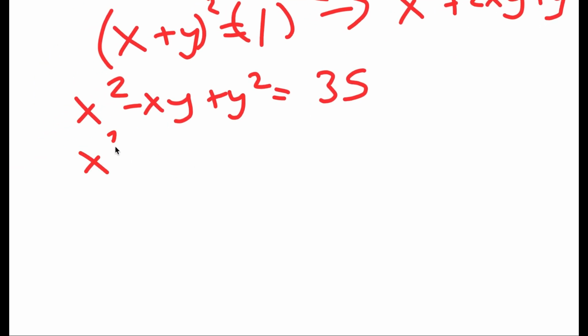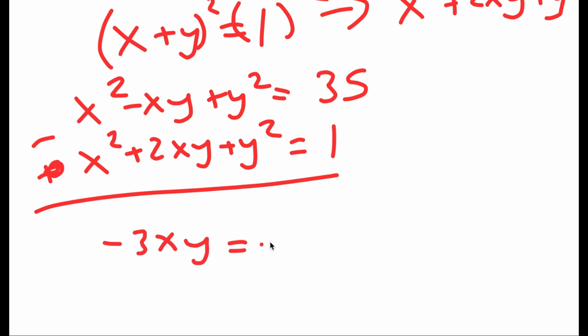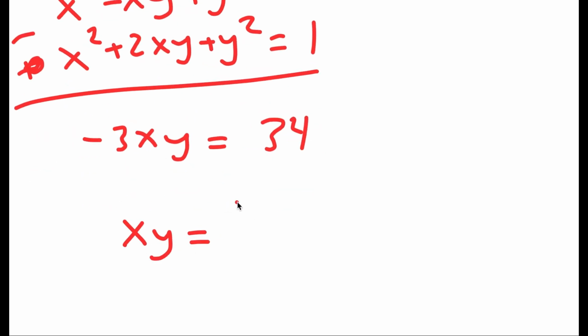And now I can add these two. Sorry, I'm actually going to subtract these two. So I get negative 3xy is equal to 34, meaning x times y is equal to negative 34 over 3.